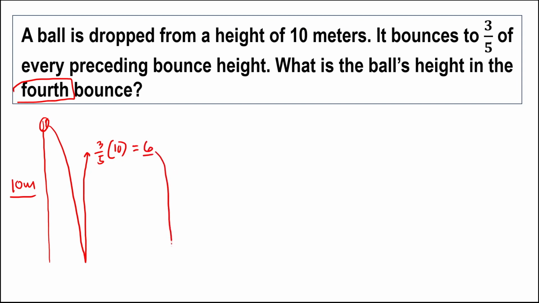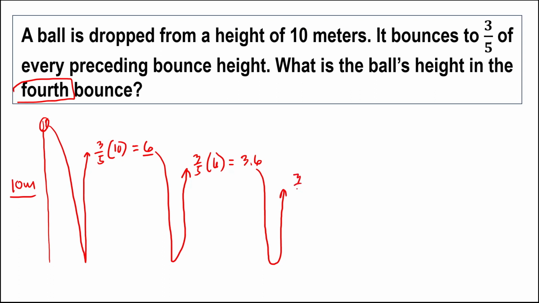Then another drop, then it bounces 3/5. So 3/5 of 6 is equal to 3.6. Then another bounce.